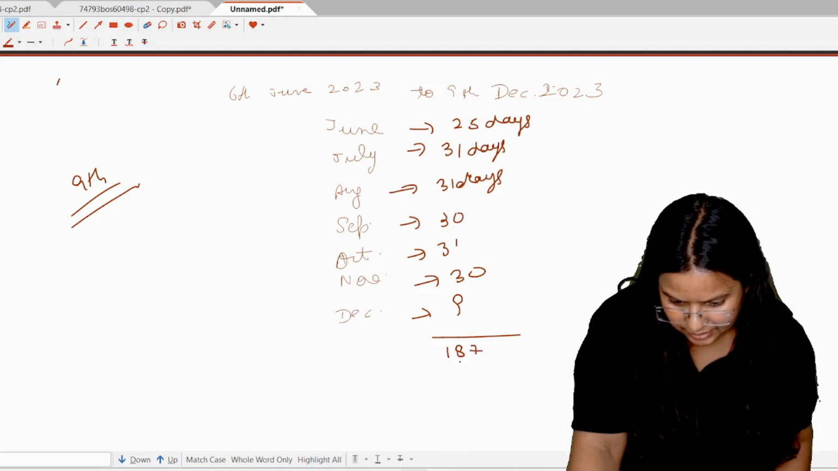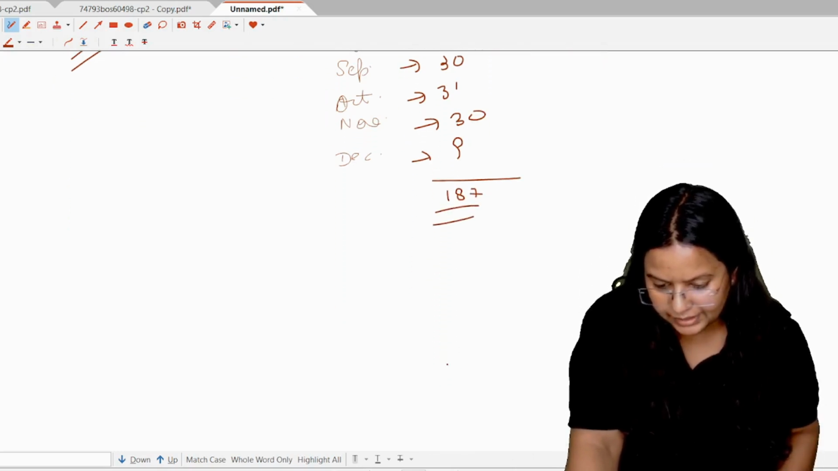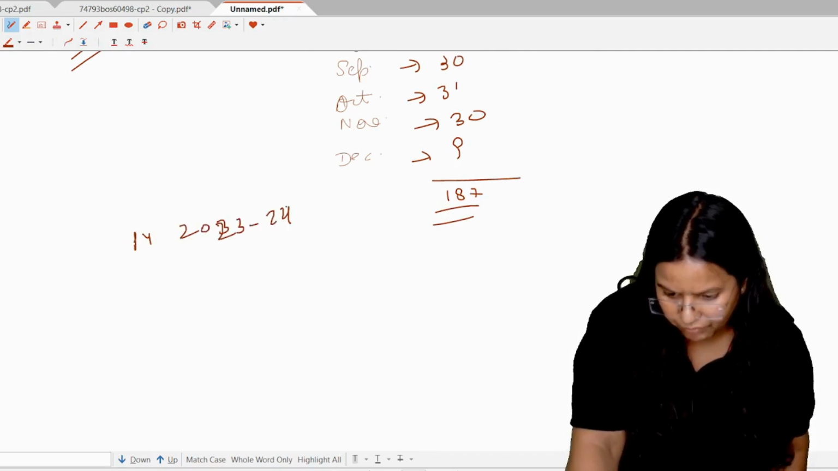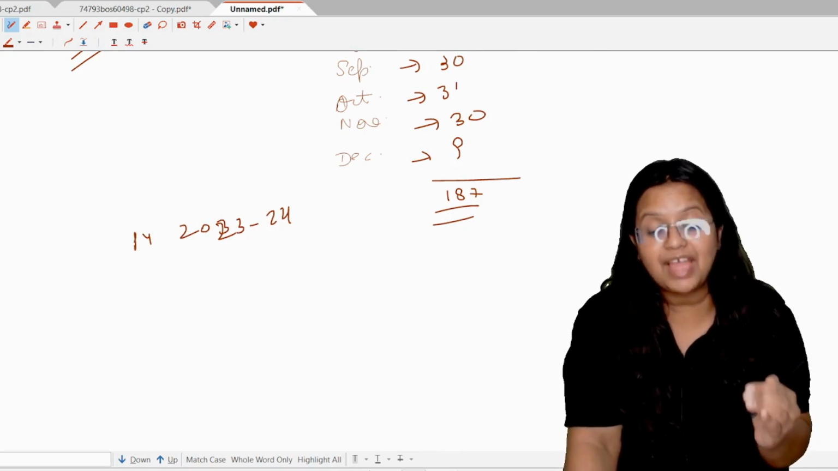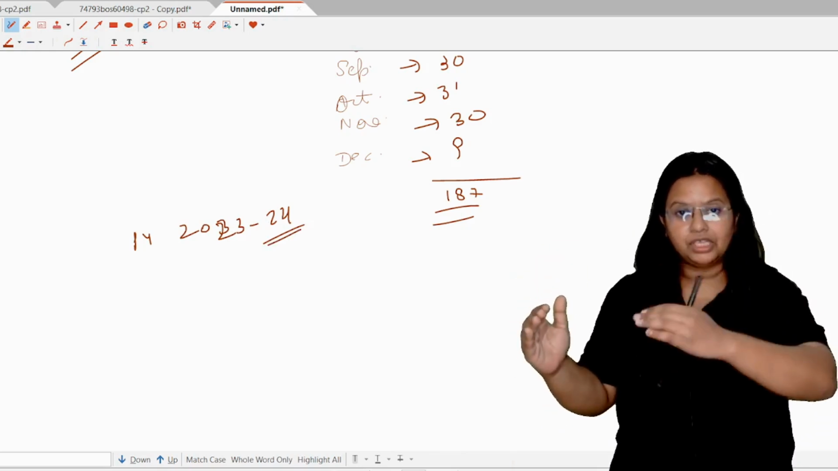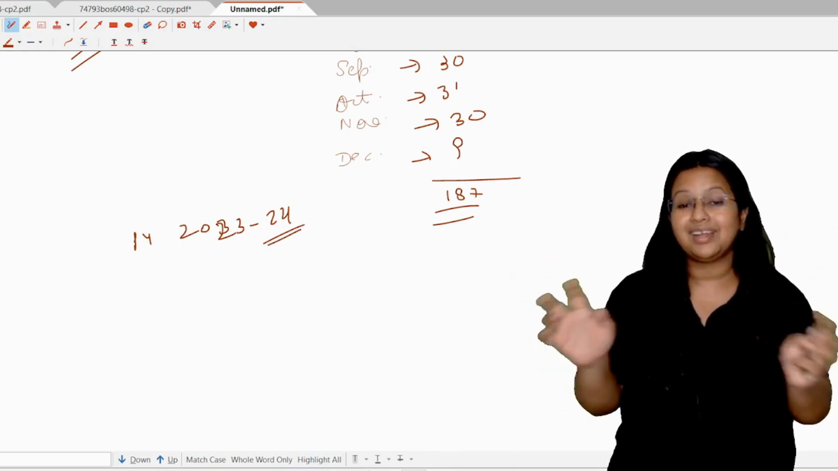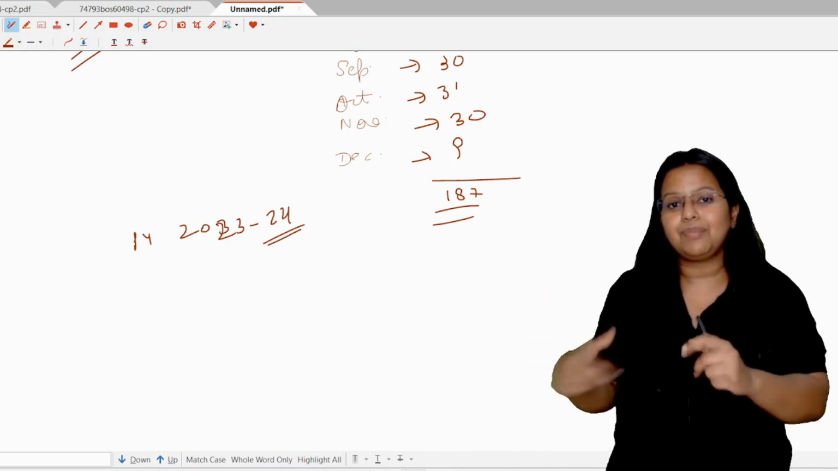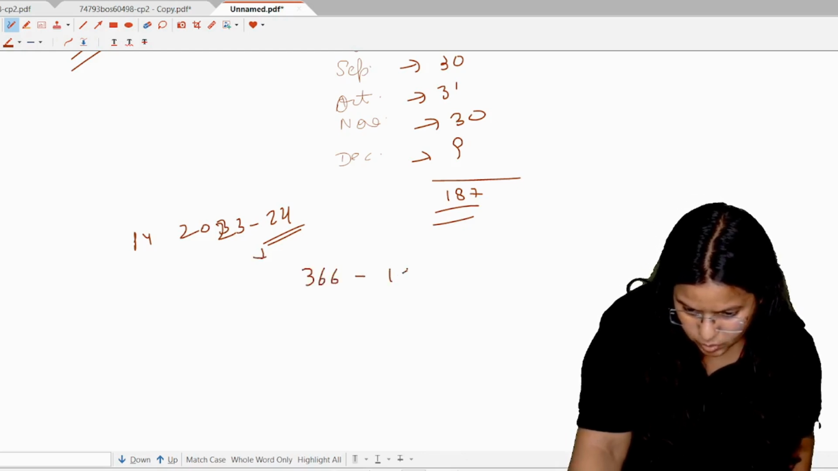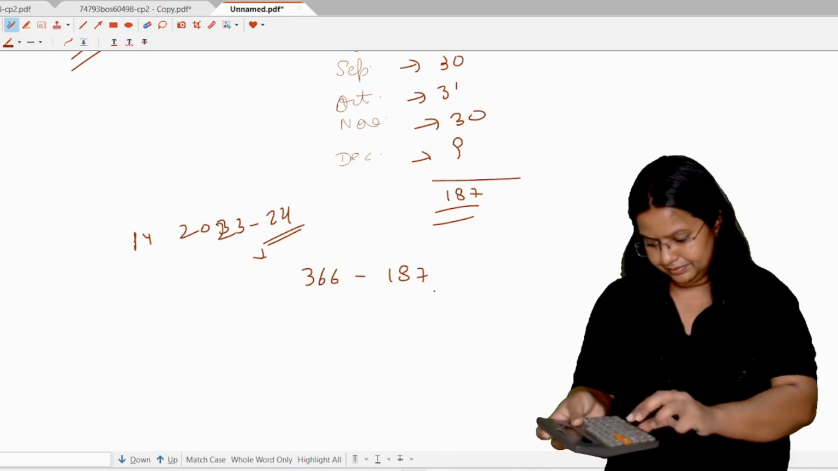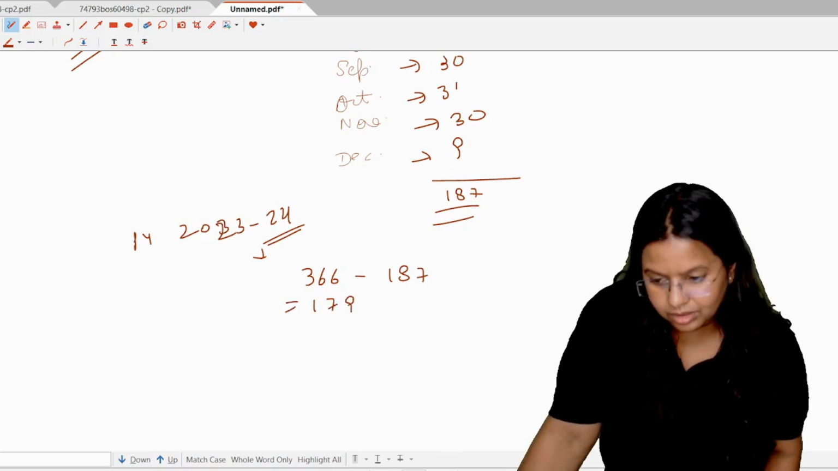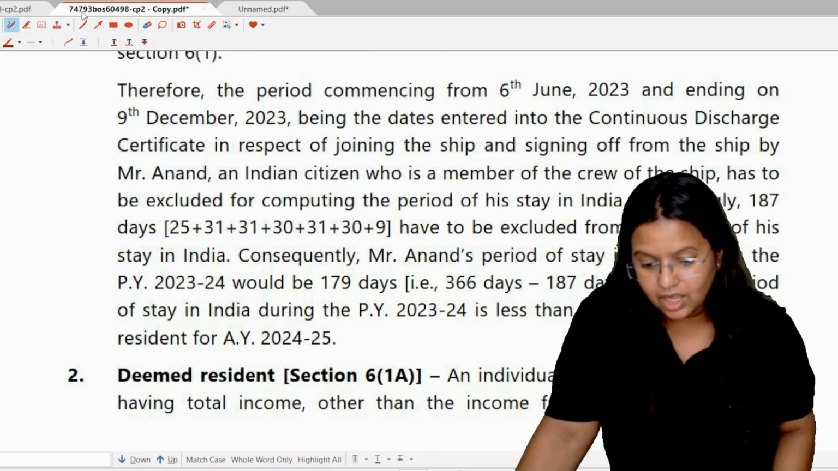187 days. Okay. Now, how many total days were there in the previous year 23-24? Normally there are 365 days in a year, but as it is 2024, from 1st April 2023 to 31st March 2024, it is a leap year. February is a leap month in the year 2024. So total days were 366 minus 187. Let's deduct it. So 179 days. Total number of days in the previous year in which he was present in India was 179 days.